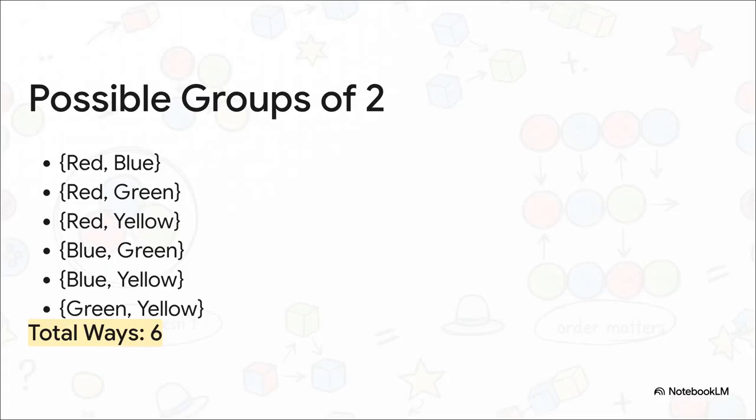Now, with just 4 balls, we can actually just write them all down, right? You could have red and blue, or red and green, red and yellow, then blue and green, blue and yellow, and finally, green and yellow. That's it. 6 possible groups. Easy peasy. But you can probably see where this is going. This nice, simple method is about to become completely useless.